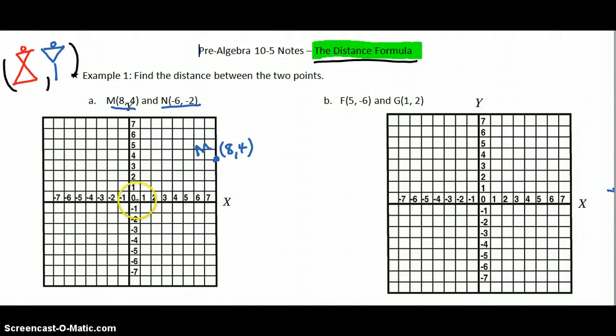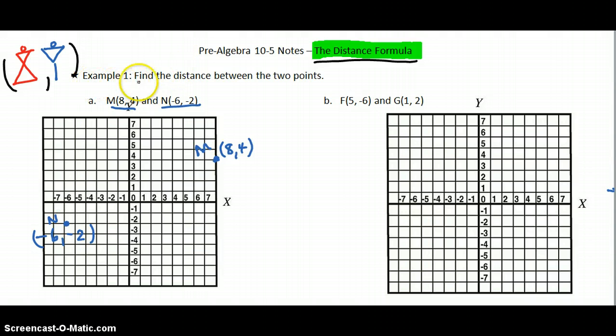For N, I need to move negative 6, x goes first, ladies first, and then negative 2. So on my y, which is up and down, I also went negative. So it's a negative 6 and a negative 2. And those are the coordinates of the point we are calling N.